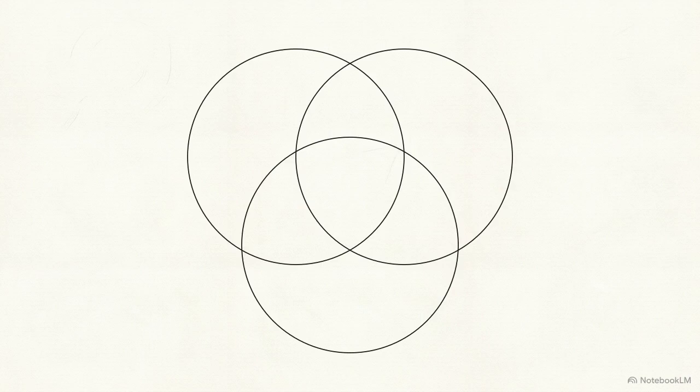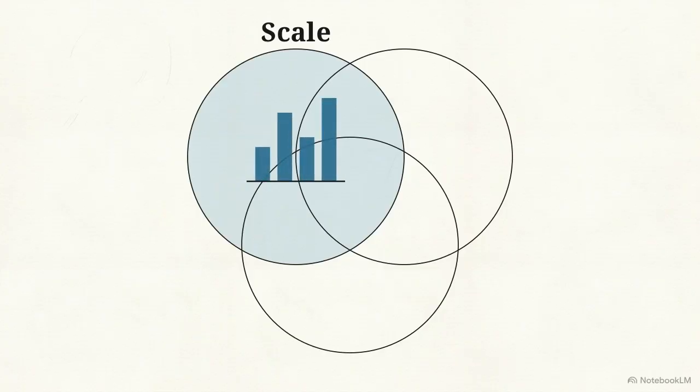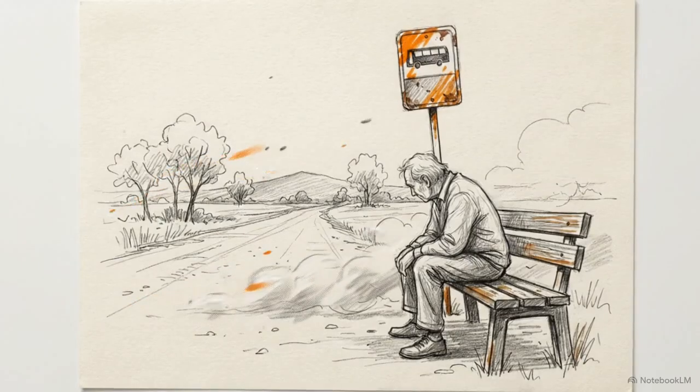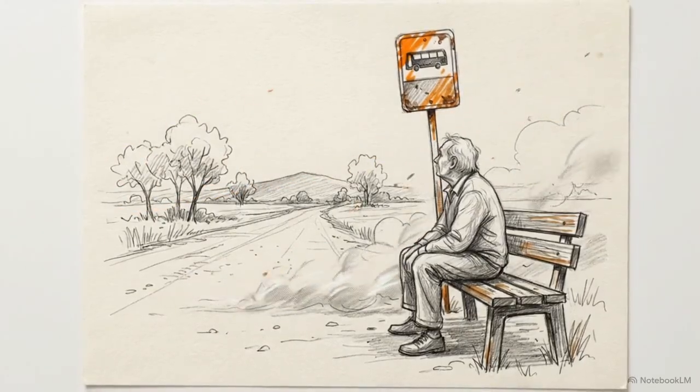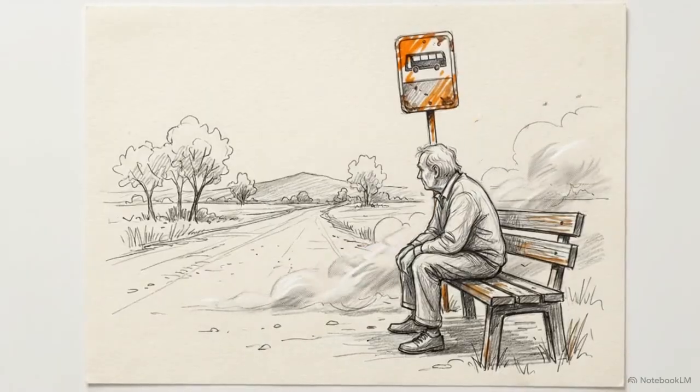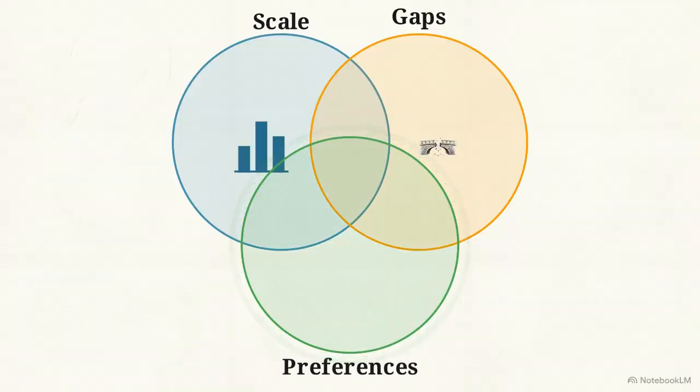This diagram illustrates the three distinct variables we must map to accurately diagnose a population's baseline health status. The first variable is scale. This measures the epidemiological reality of the community, tracking the exact prevalence and severity of specific diseases. The second variable is gaps. This evaluates the physical and systemic barriers in the existing healthcare infrastructure. Gaps include logistical issues like a lack of reliable public transportation to clinics, or a regional shortage of state-funded providers that accept low-income patients. The third variable is preferences.